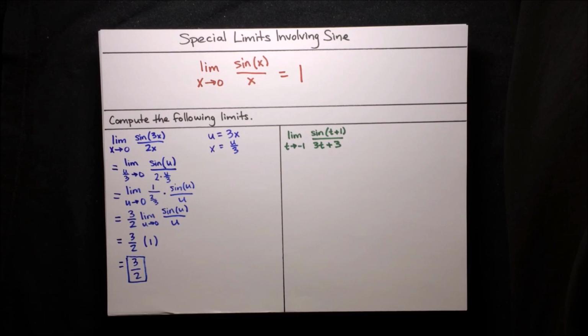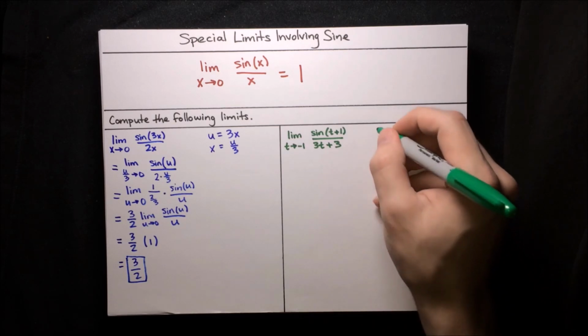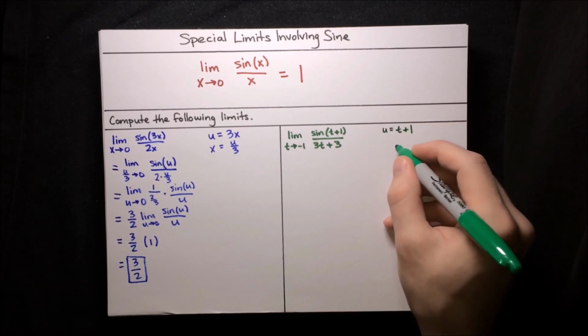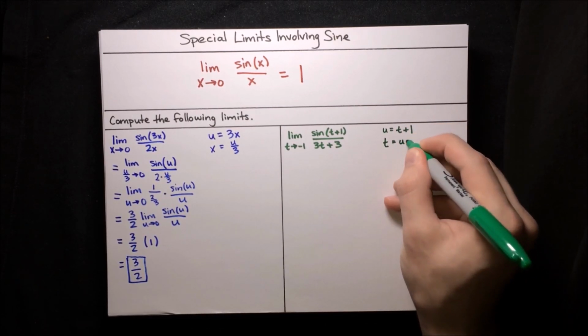The way we're going to do the manipulation is, again, we're going to try to reduce it to this limit fact up here. So what we need to do is condense that t plus 1 inside of the sine into a single variable. Why don't we call it u again? So we'll let u equal t plus 1. By that same token, we have t equals u minus 1.